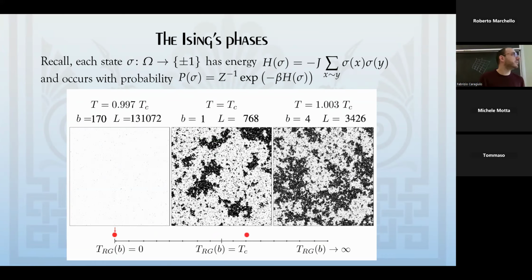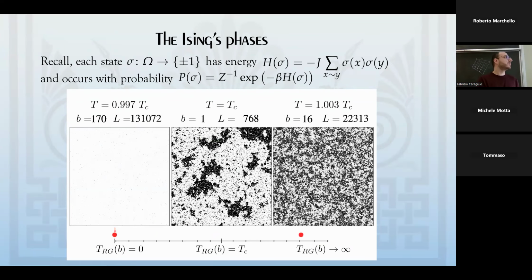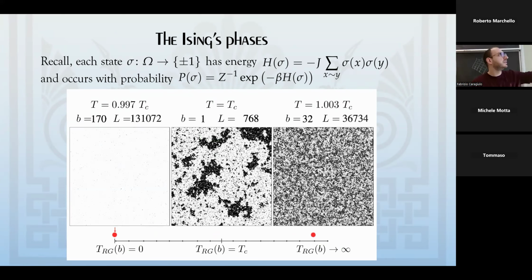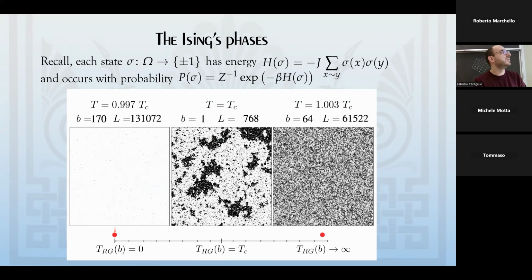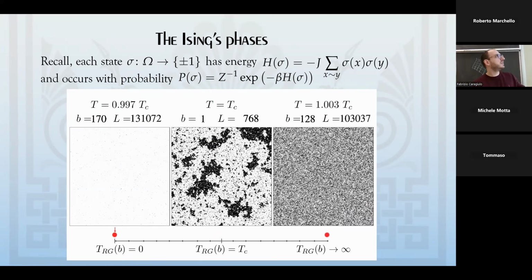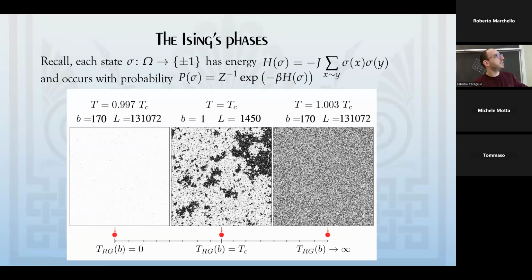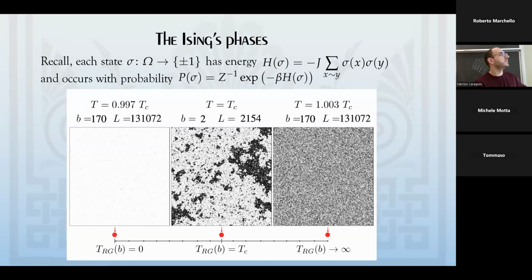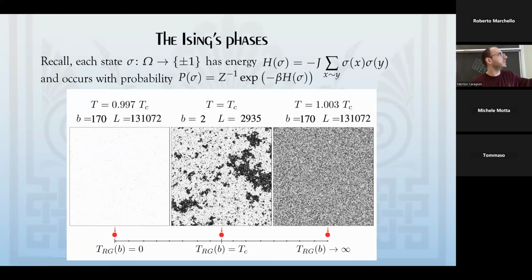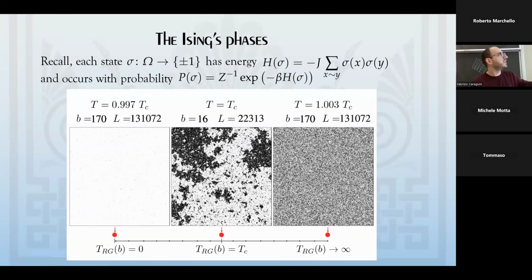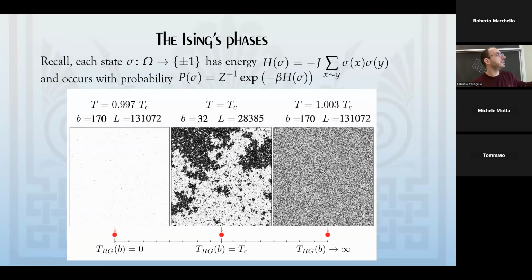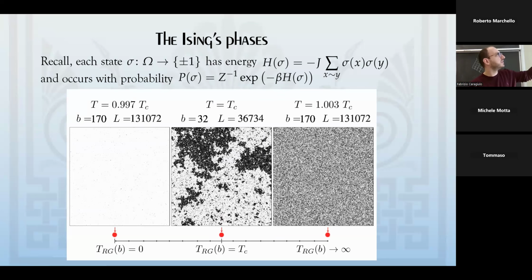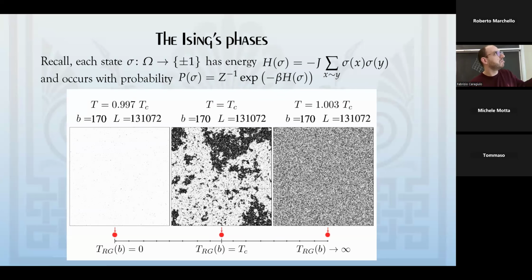On the other side, for high temperature or small beta, the system tends to be completely noisy, but there exists a singular, critical value, where the system is still scale invariant, but presents a non-trivial behavior, this kind of interesting and non-trivial scale invariance.